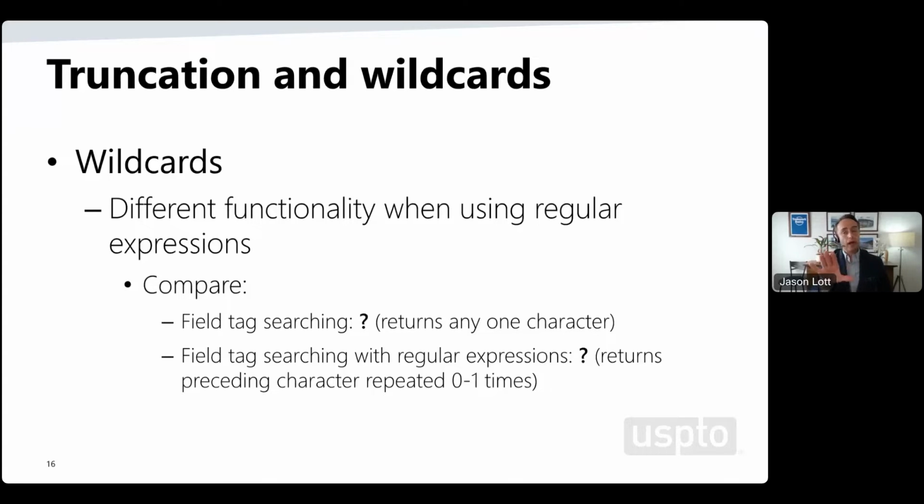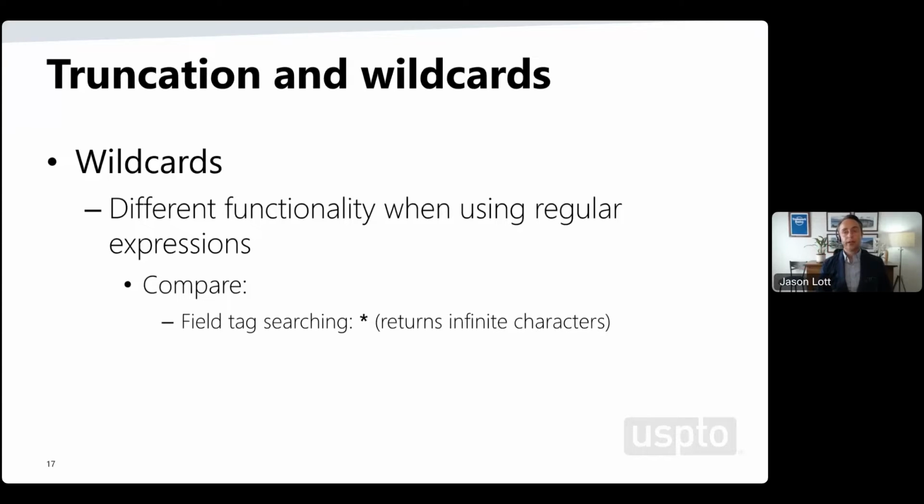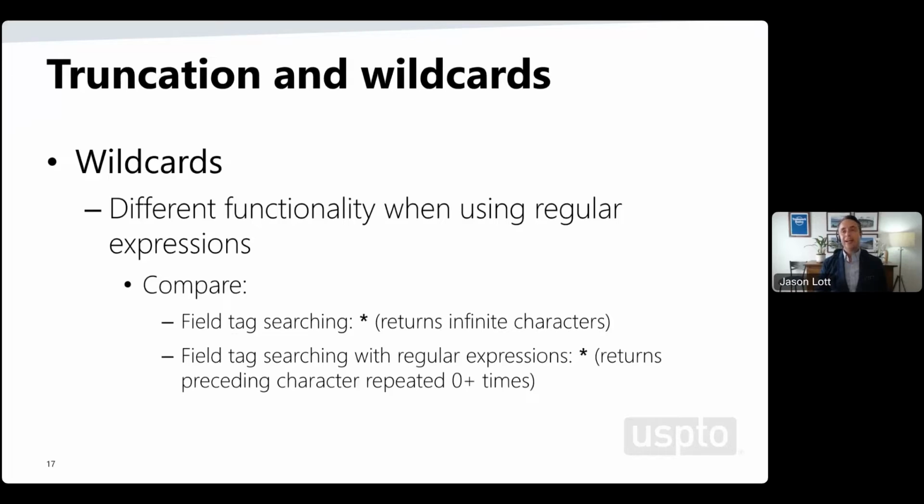It's different. I know. What's also different is going to be the asterisk. So in regular old field tag searching, you can pop that asterisk on there and it's going to find you infinite characters. It's a little bit different when you're in the multiverse. When you're searching in regular expressions, there it's another repeater, and it's either going to bite back one or it's going to go infinite in the other direction. So that character is going to be repeated 0 to 1 times. I know it's odd, but that's the way it works, right?